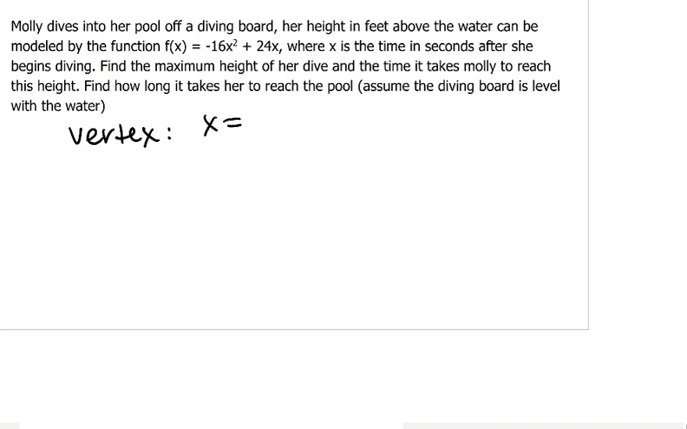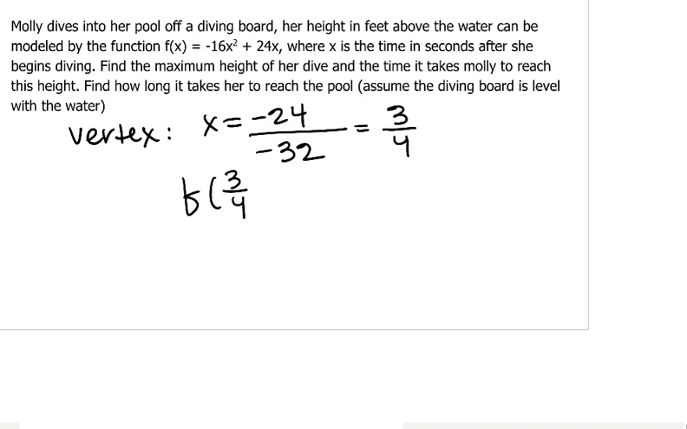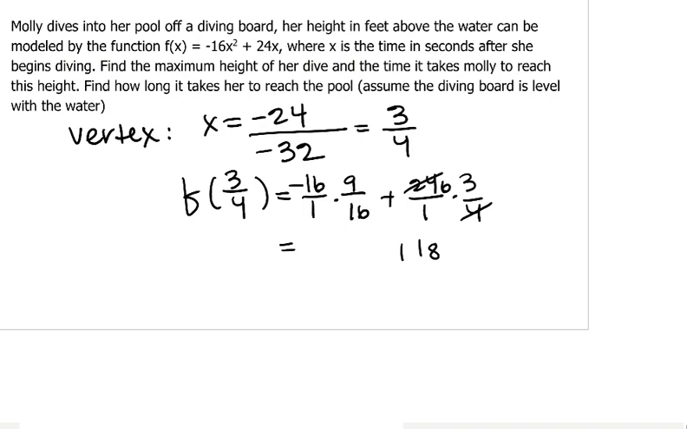x equals negative b over 2a. Well, 24 over 32 is 3/4. f of 3/4 is going to be equal to negative 16 times 3/4 squared, which is 9 over 16, so that's negative 9, plus 24 times 3/4. That's 6 times 3, which is 18, added to negative 9. So that's 9 feet. So the maximum height of Molly's dive is 9 feet. The time it takes Molly to reach this height would be 3/4 of a second after she jumped.